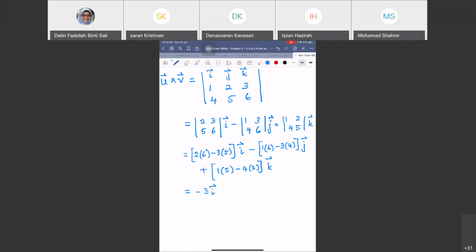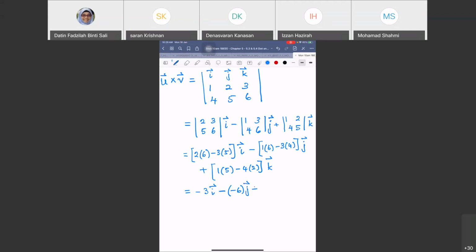Write your minus first. Write out your minus first. And then maybe you might want to put a bracket. And then you have your 6 minus 12. So 6 minus 12 is minus 6. Later you will see you have a positive there.